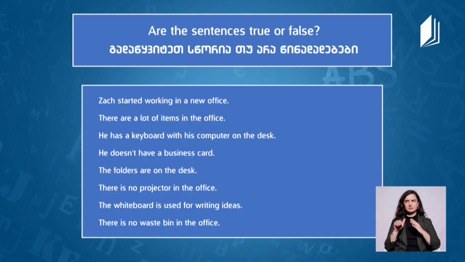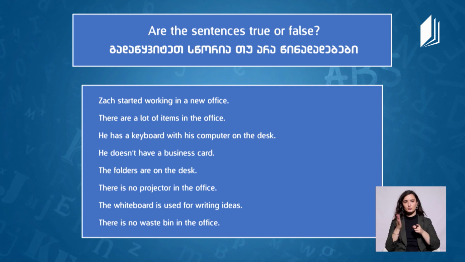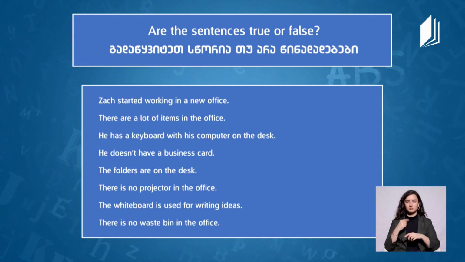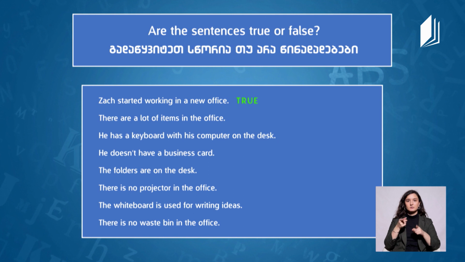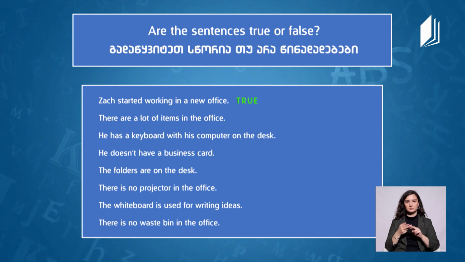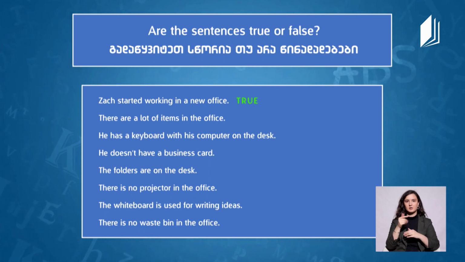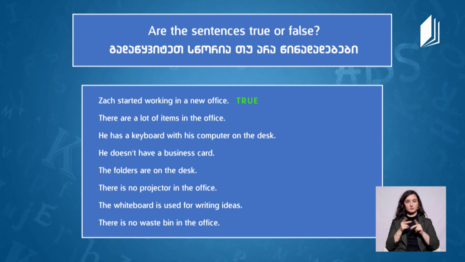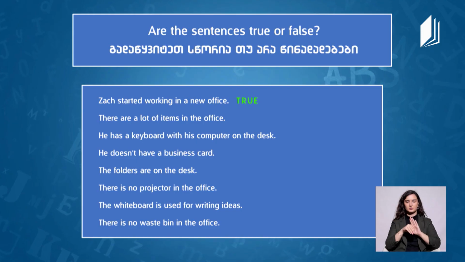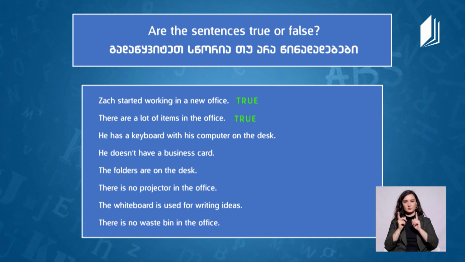If the sentence is false, we write false. So Helen, Zach started working in a new office. Is that true or false? I think that this sentence is true. And there are a lot of new items in the office. Is that true or false? As I remember from the text, there were a lot of office items in the room. So this sentence is true.